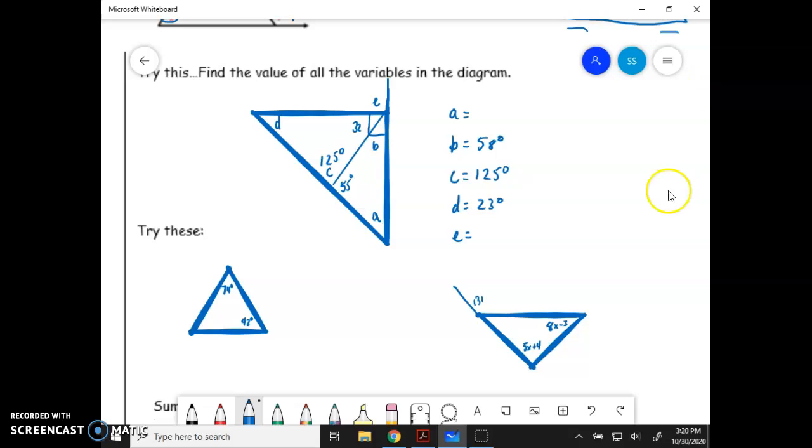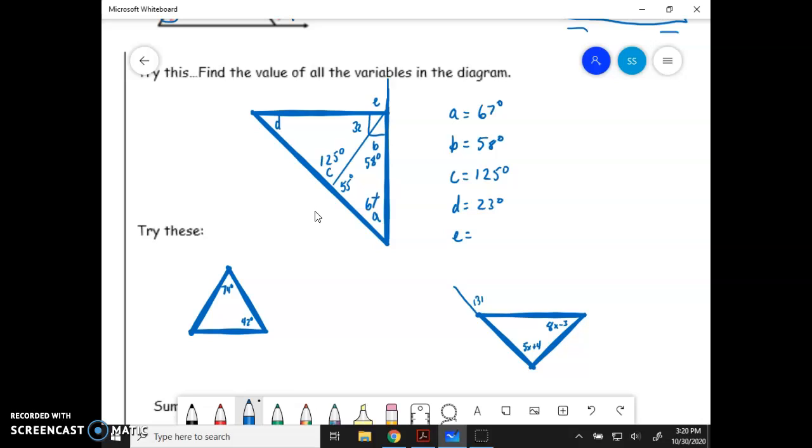Now, if I recognize that I have this smaller triangle, if B is 58 degrees, let's write this in here. Now I have this smaller triangle, so I have 55 plus 58. If I add those together and subtract them from 180, I'm going to be left with 67.